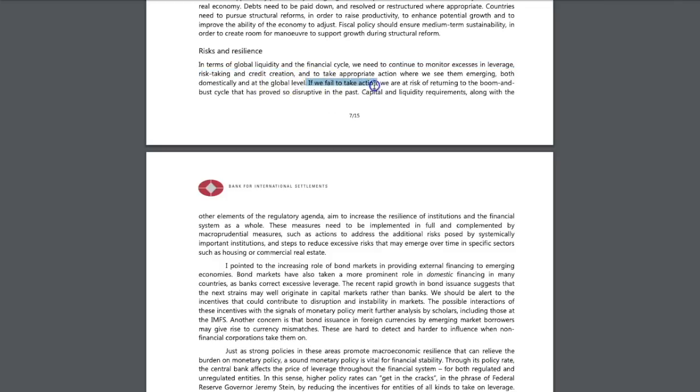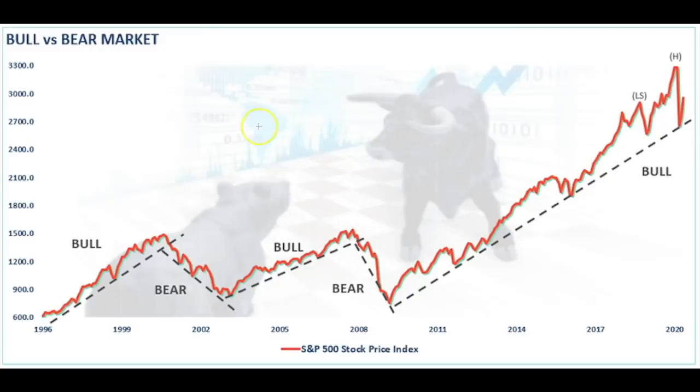If we fail to take action, we are at risk of returning to the boom and bust cycle that has proven disruptive in the past. Do we think that the boom and bust cycle has ended? Absolutely not. Let's take a look at that really quick. I said yesterday we would start looking at this chart a lot in the future. I didn't think that it would be the next day. And we could see here, this is the boom. It's been going on for 12 years now. Is it possible that we've ended the boom and bust cycle and this boom cycle will go on forever? Well, I don't think so.